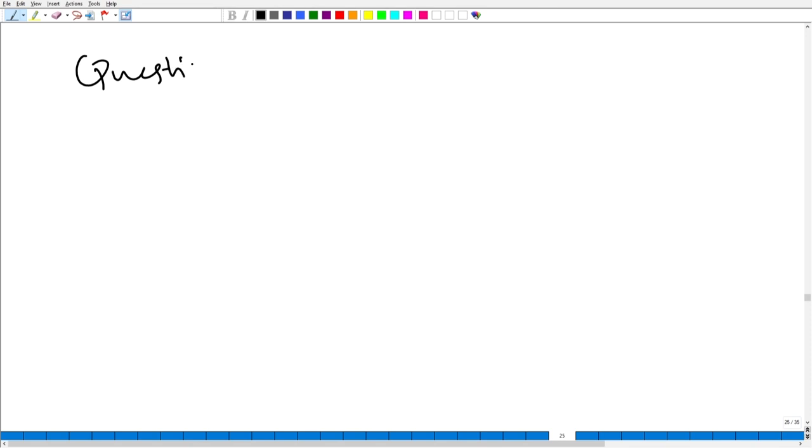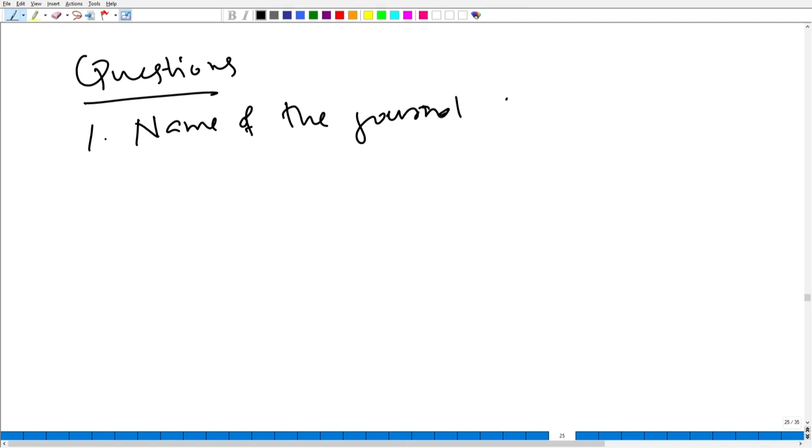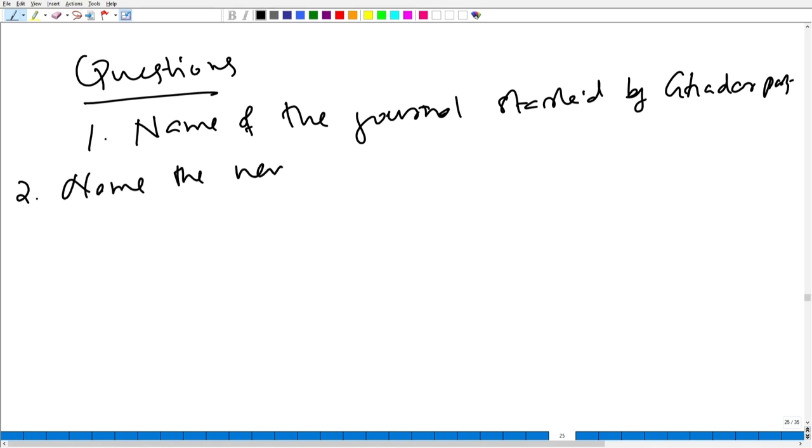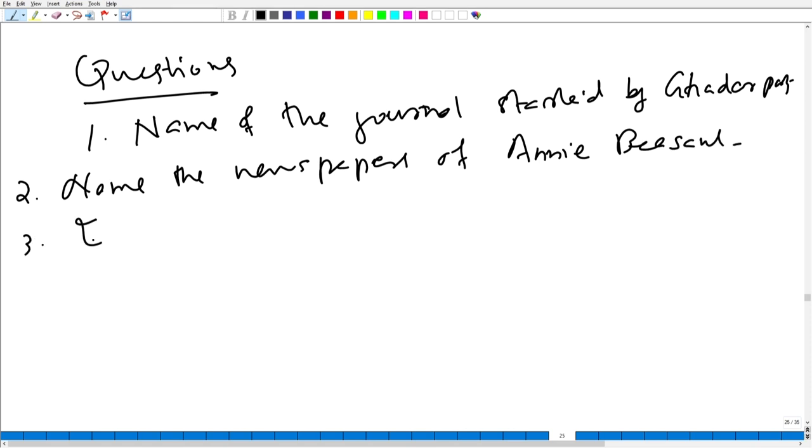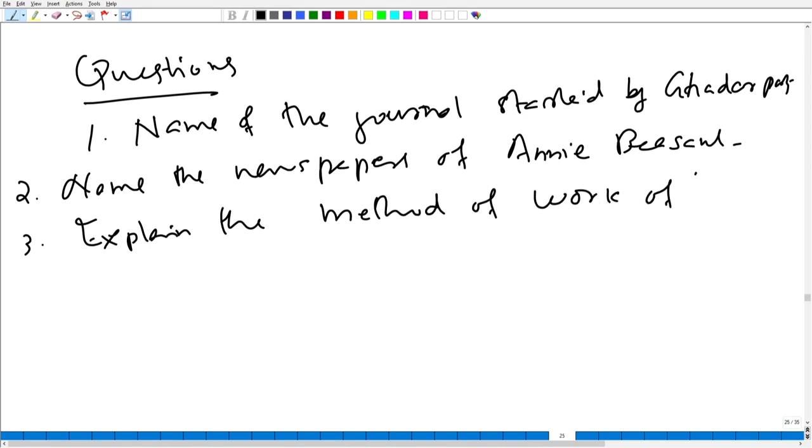Now, coming to the major questions from this topic. One, name the Gadar journal started by the Gadar party. Question number 2, name the newspapers of Annie Besant. Question number 3, explain the method of work of the Home Rule Leagues.